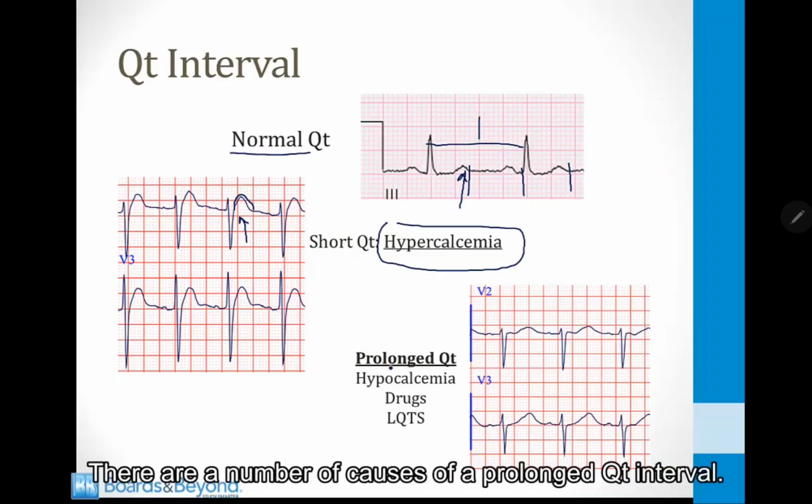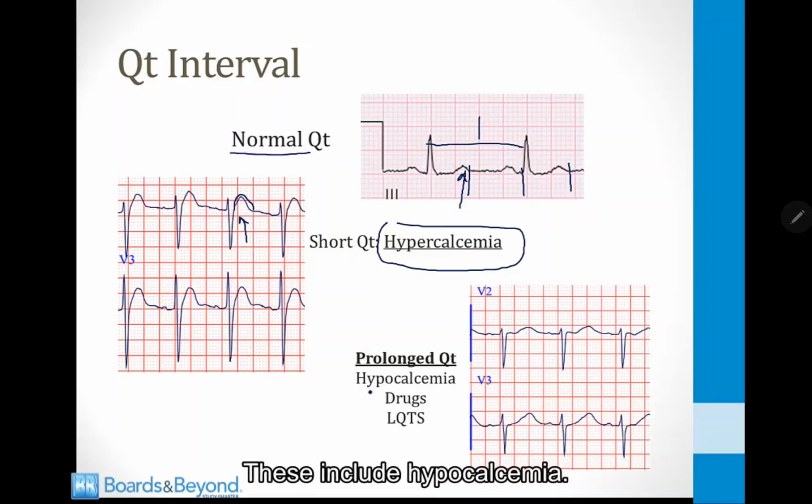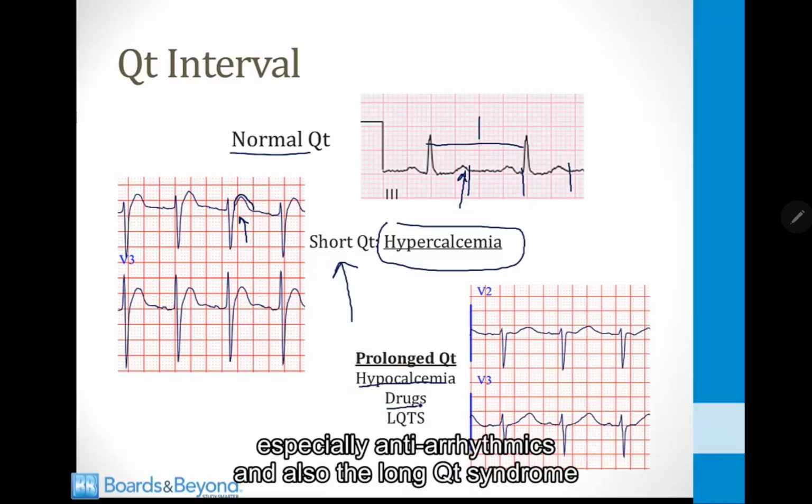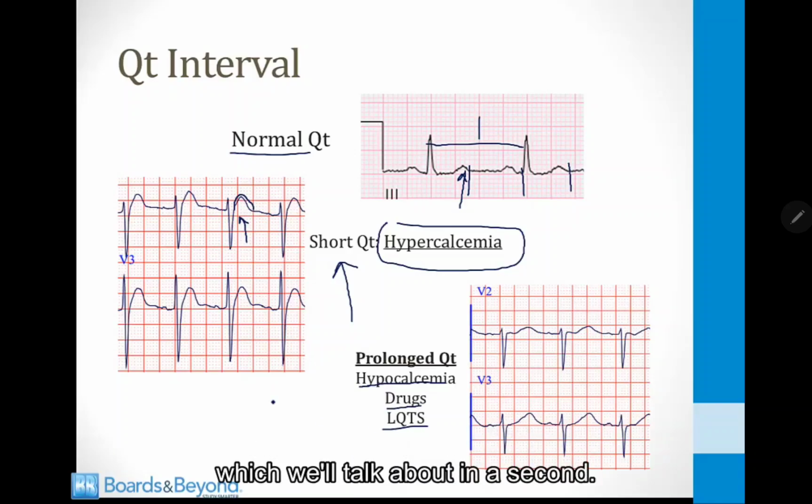There are a number of causes of a prolonged QT interval. These include hypocalcemia. That's easy to remember. It's the opposite of the cause of a short QT syndrome. Also, a number of drugs, especially antiarrhythmics, and also the long QT syndrome, which we'll talk about in a second.